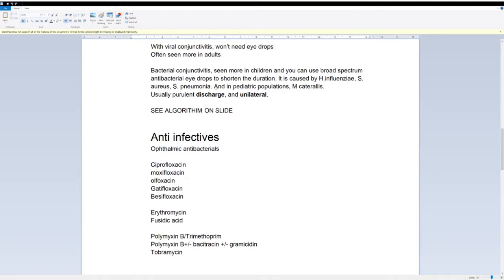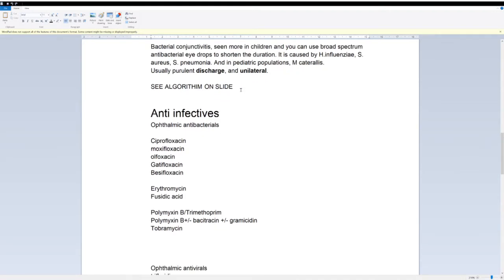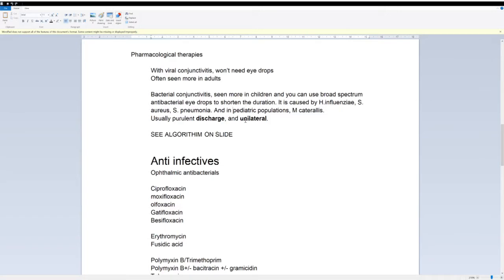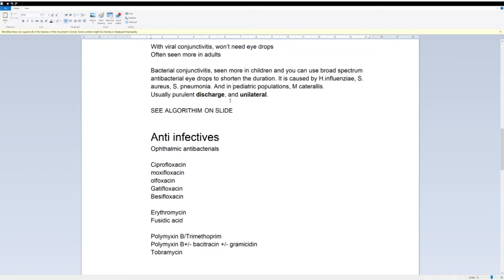So with bacterial conjunctivitis, it's caused commonly by H. influenzae, Staph aureus, and Strep pneumoniae, and in pediatric populations, M. catarrhalis. And one way you know that it's a bacterial conjunctivitis is generally it doesn't have much itchiness. Instead of itchiness, it has more of a purulent discharge. It's that thick, more yellow or green, or more of a milky discharge. That's more of a telltale sign of a bacterial conjunctivitis.